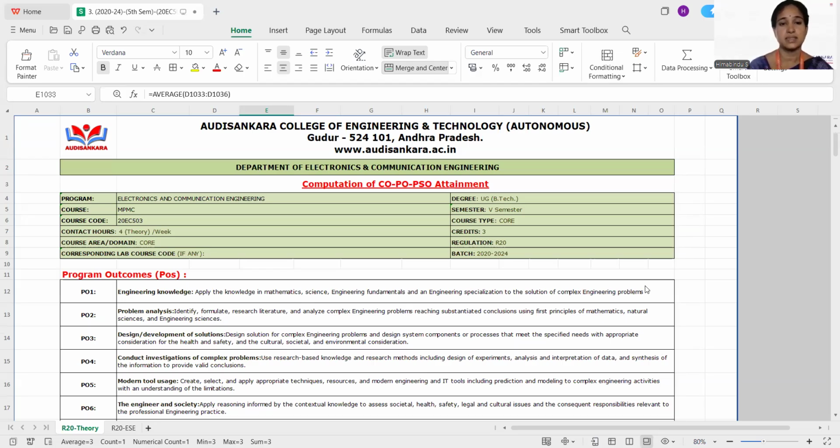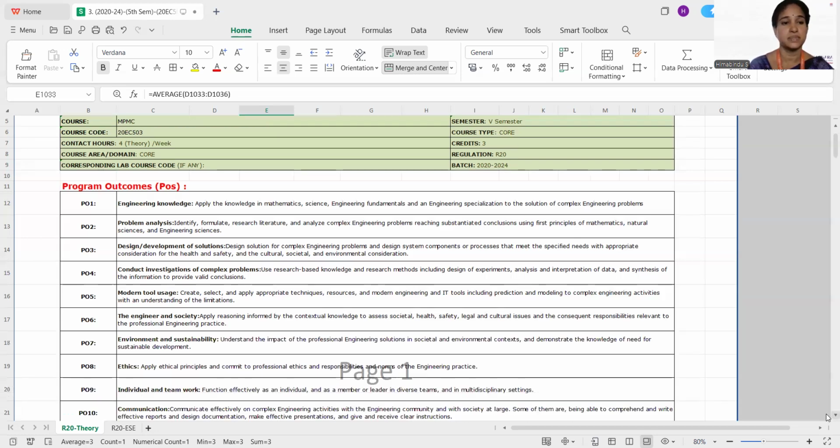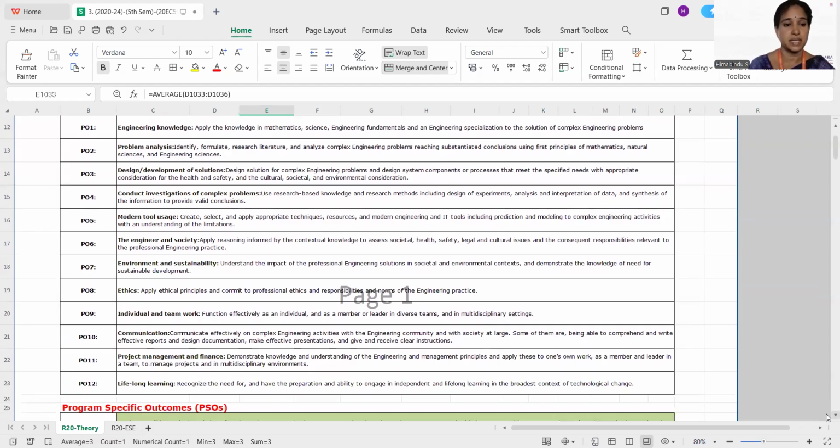Today, I'll be demonstrating the CO, PO, PSO attainment process for the course Microprocessors and Microcontrollers. CO, PO, PSO attainment is a structured approach used in outcome-based education to measure how well these outcomes are achieved by the students. We begin by mentioning the essential information regarding the course: name of the course, code, batch, regulation, semester, etc. Then we'll define the outcomes, program outcomes, which are the broader outcomes expected from all the graduates of the program as defined by the NBA.